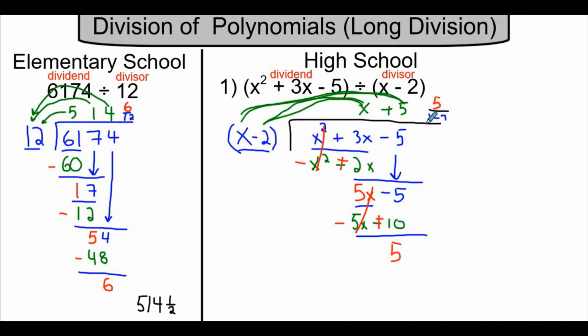Now, unlike in elementary school where I didn't need to do anything, since this is an algebra problem, I do need to put a plus here. And if it were negative, you'd put a minus. So the overall answer for this problem is x plus 5 plus the remainder divided by the divisor. And that's the easy process.